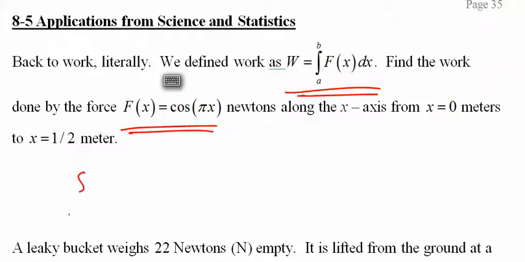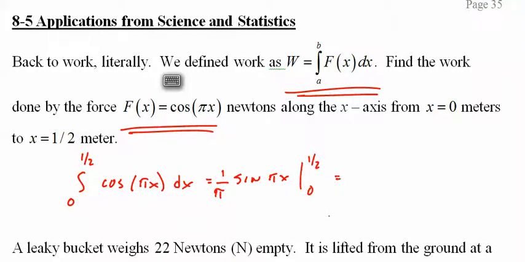So the integral from 0 to 1/2 of cosine pi x dx equals sine of pi x over pi from 0 to 1/2, which equals 1 over pi basically. Sine of pi over 2 is 1, sine of 0 is 0, so 1 over pi, which is 0.318. If we have newtons and we have meters, then that becomes joules.